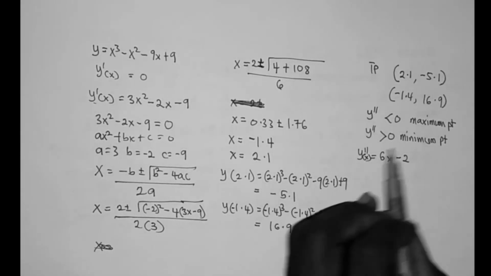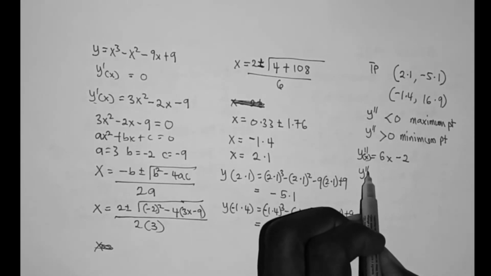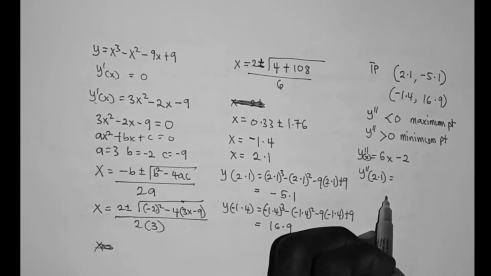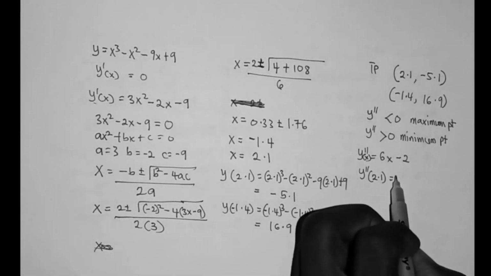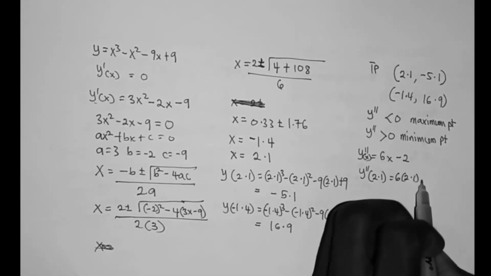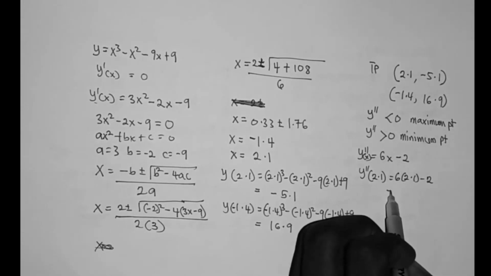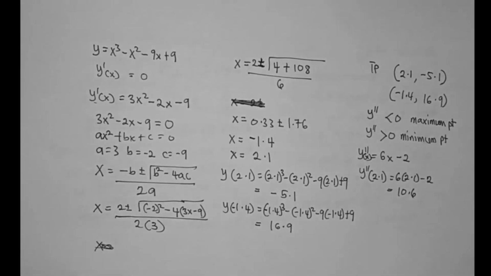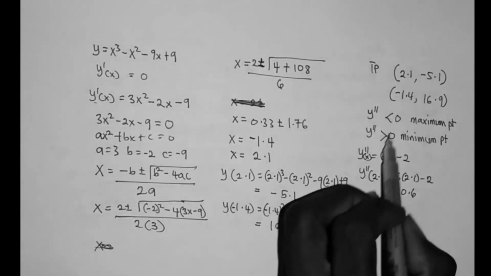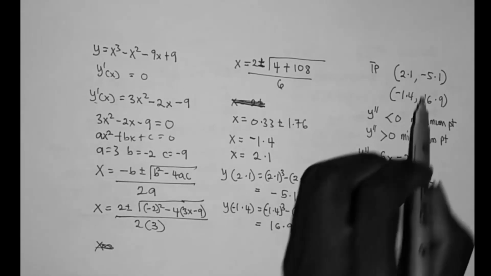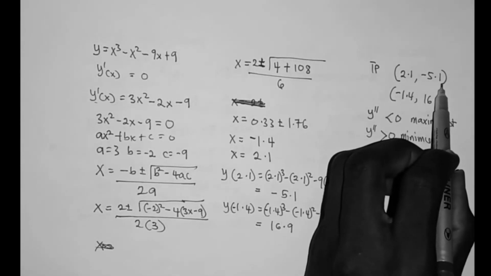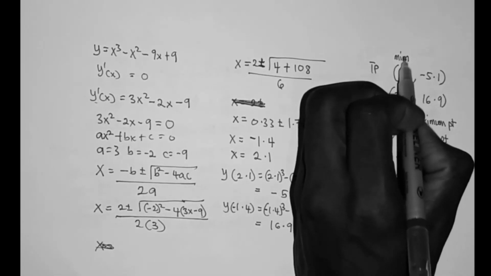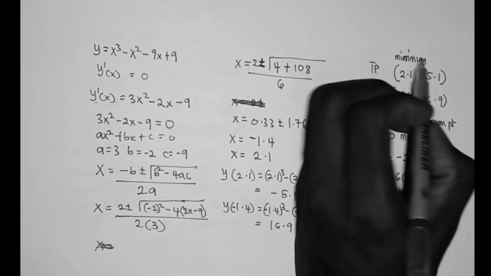So y prime prime of x, which is the second derivative, is 6x minus 2. So we need to then find y prime prime of 2.1. And this is equal to 6 times 2.1 minus 2, and that will give us 10.6. So 10.6 is greater than 0. It means that this point, 2.1 and minus 5.1, is a minimum point.